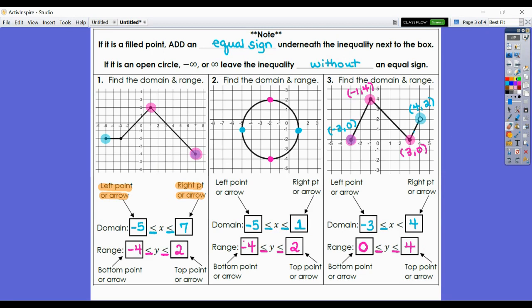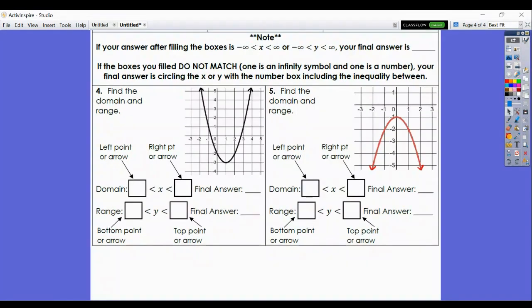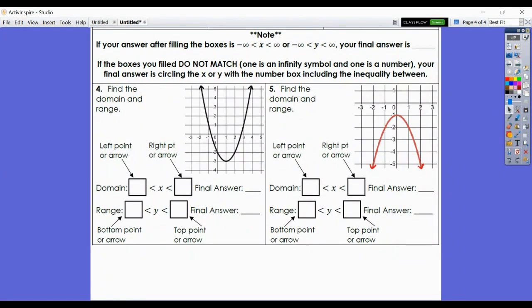Let's go ahead and keep going with some different kinds of examples here. We have another note that if your answer after filling the boxes in is negative infinity to infinity, or negative infinity to infinity with y in between. So actually how we read those is negative infinity is less than x is less than infinity, or negative infinity is less than y is less than infinity. Either of those are your answer.